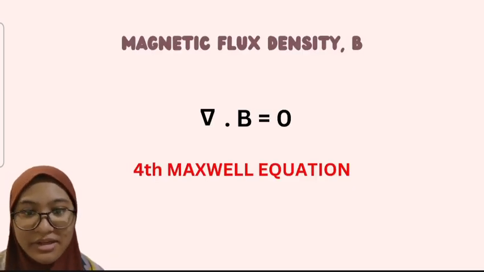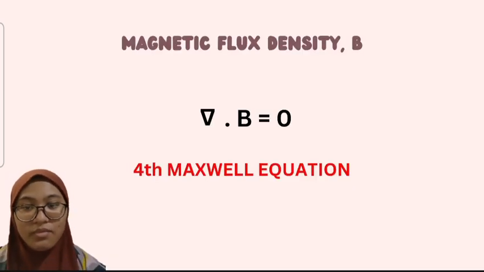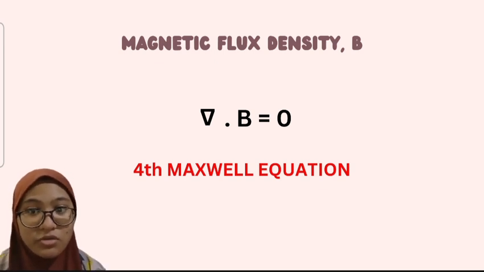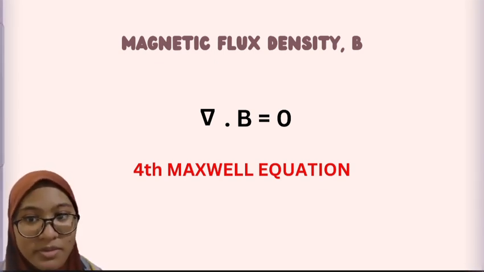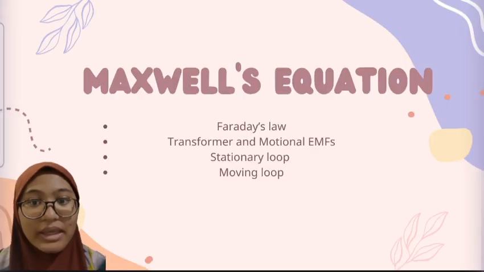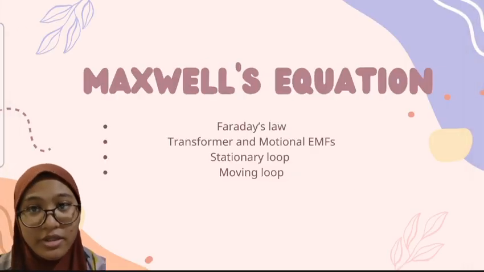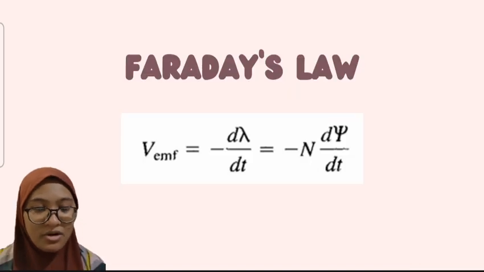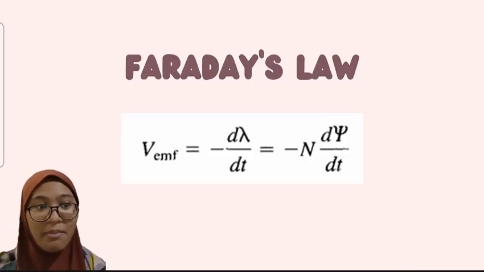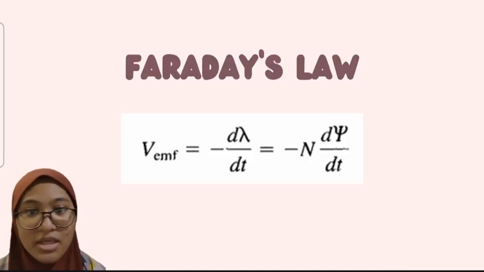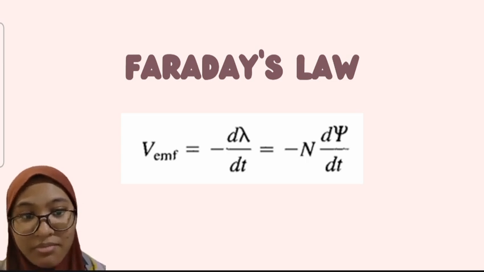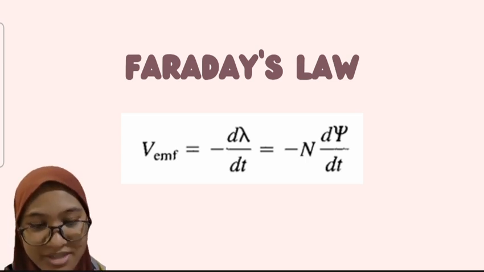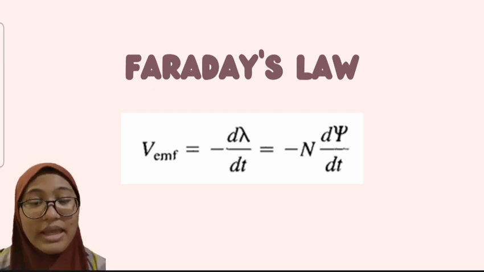For magnetic flux density B, we find the equation del dot B equals 0. This also happens to be the fourth Maxwell equation. Next, we are going to talk about Faraday's law, transformer, and motional EMF. Faraday's law states that the induced EMF in any closed circuit is equal to the time rate of change of the magnetic flux linkage by the circuit. So this is the formula.